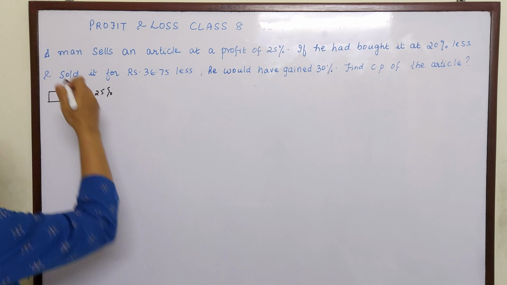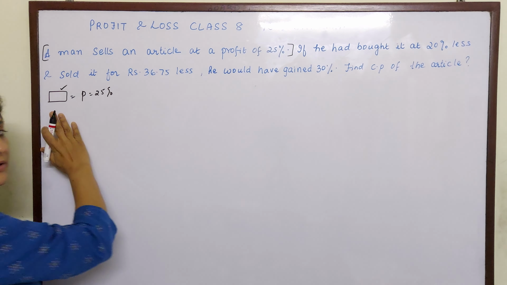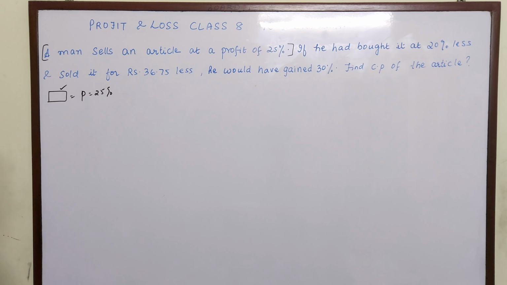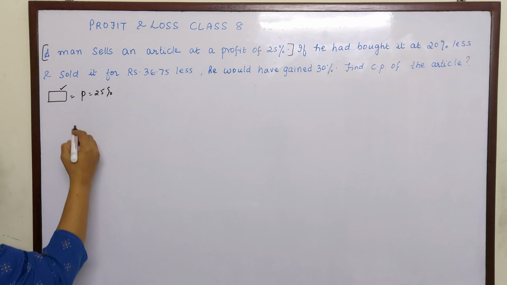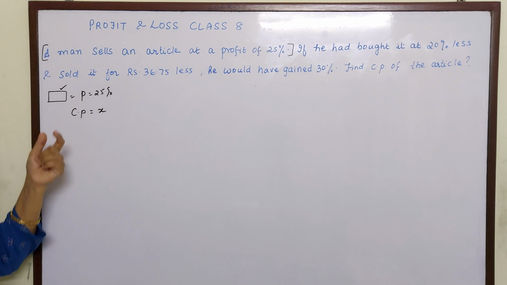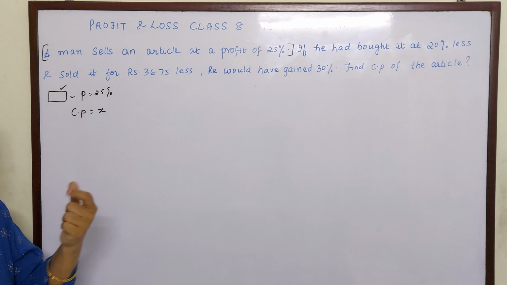Now children, if you see the first sentence, we have not been given anything about this article. We know only the profit percentage. We don't know what is cost price. We don't know what is selling price. So let us assume the cost price to be X. Okay. Once we take cost price as X, our next step will be to find selling price.